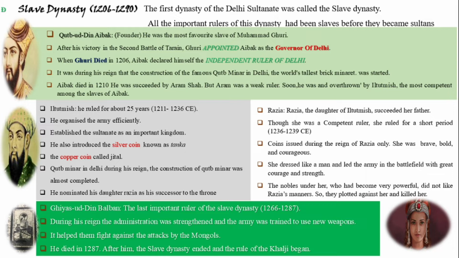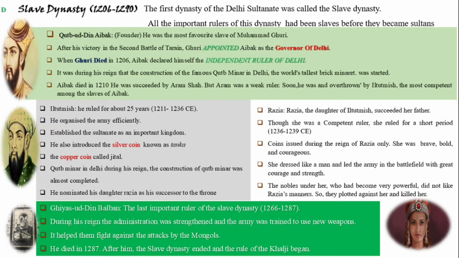He was the last important ruler of the Slave dynasty, from the period of 1266 to 1287. During his reign, the administration was strengthened, and the army was trained to use different types of new weapons, and it helped them to fight against the attacks of the Mongols. And he died in 1287. After him, the Slave dynasty ended, and the new dynasty known as Khalji began.